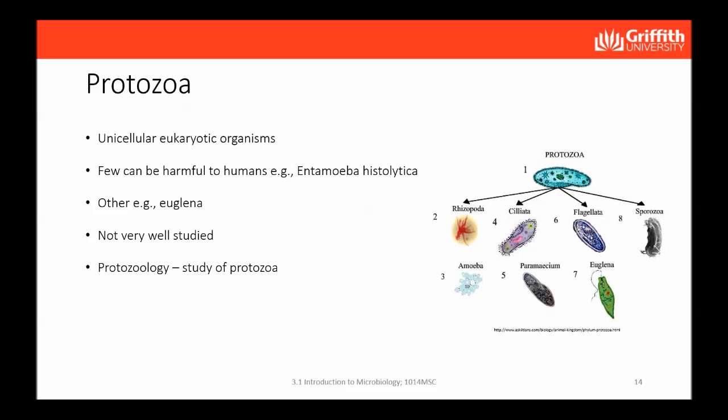Protozoa are single-celled eukaryotic organisms that thrive in pond water. Some protozoa can be harmful to humans, such as Entamoeba histolytica, which can cause amoebiasis. Other examples include Euglena. Protozoology is the study of protozoa. However, these microbes are not very well understood at the moment.